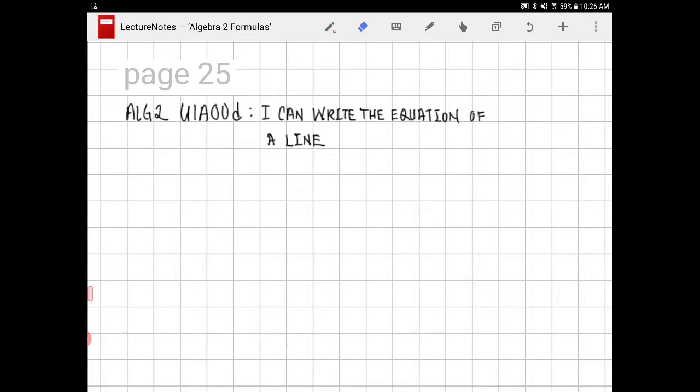U1A00d. By the end of the lesson, you should be able to say, I can write the equation of a line. So in this lesson, I'm actually going to go through what ways we have to write the equation of a line, and then in separate videos following this, I am going to go through some exercises on how we can go about writing the equation of a line given different permutations of information presented to us. So different situations, like how do we react to that, and how do we interpret the information and write the equation of a line that way. So let's take a look.